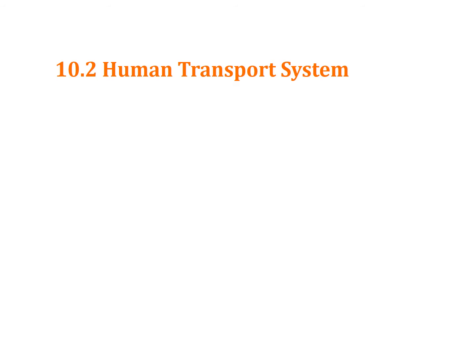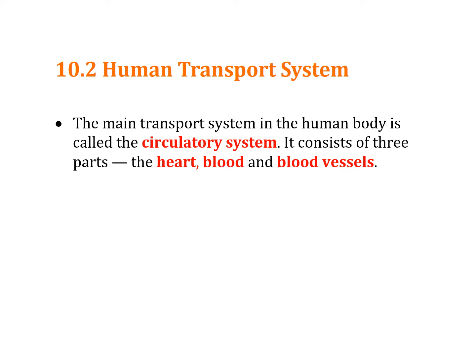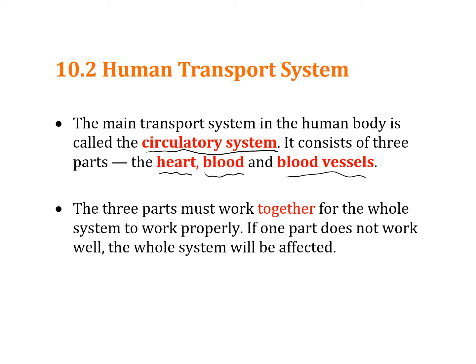Okay, 10.2 Human Transport System. Now we know that in humans we have a transport system, and our transport system is called the circulatory system. And because it's a system, remember the definition of a system, it is made up of many components. So here our circulatory system is made up of the heart, the blood, and the blood vessels. And all these parts will have to work together in order for the whole circulatory system to work properly.